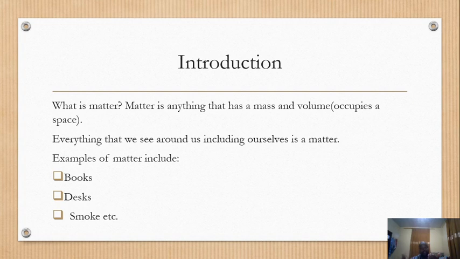So it has taken up a space. That's its volume. And if you take your book and put it on a scale, it has a significant weight, some grams. So it has a weight and it has a mass. Therefore, it is matter. I hope it's clear. Everything that we see around us, including ourselves, is matter.